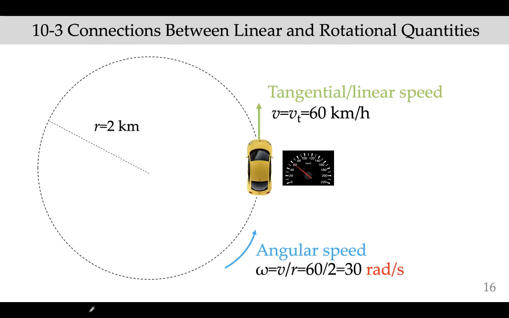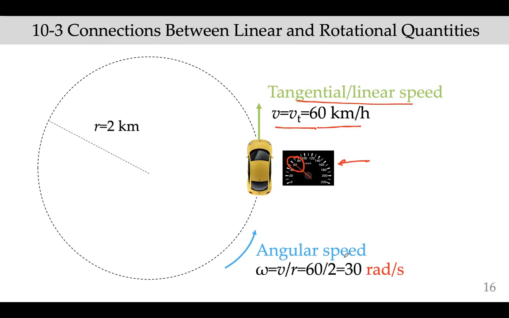Here's an example. This car is going around on a circle with 2 kilometers radius with the speed of 60 kilometers per hour. This is the tangential or linear speed, and that's the speed that the driver would see on the odometer. So he or she would see 60 kilometers per hour. Again, the odometer gives you the tangential or linear speed, same thing.